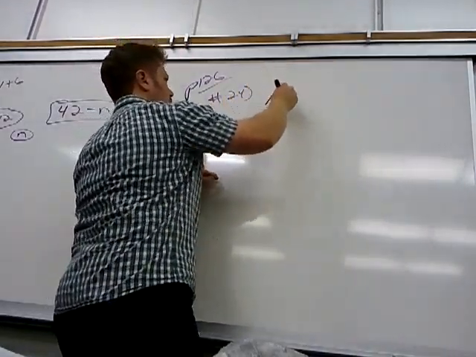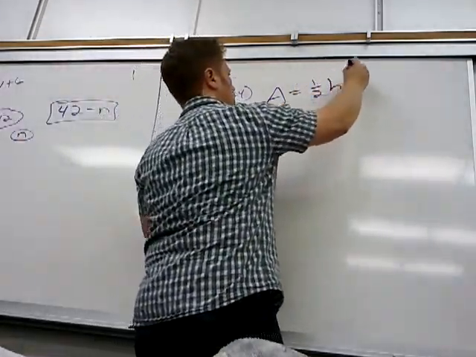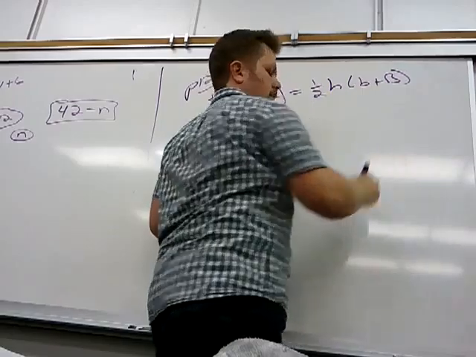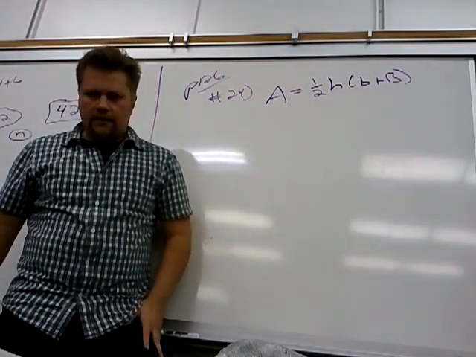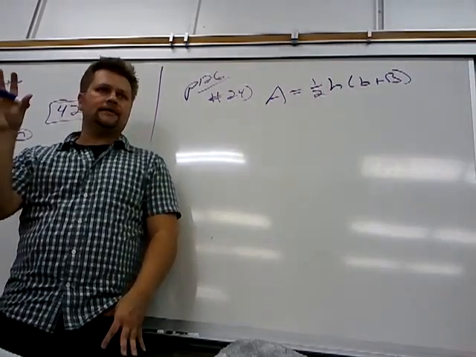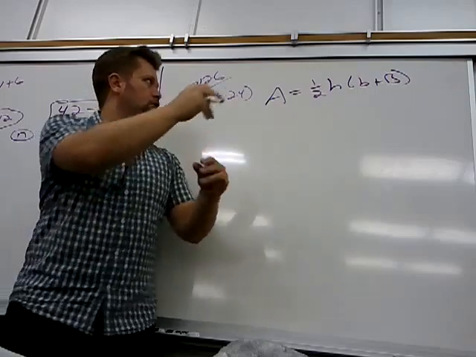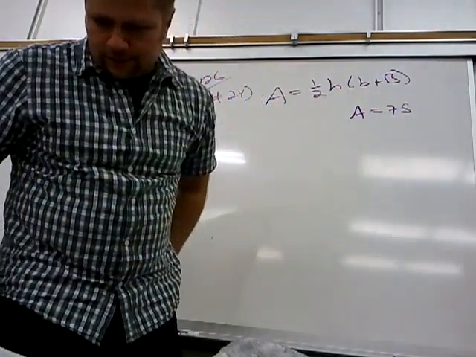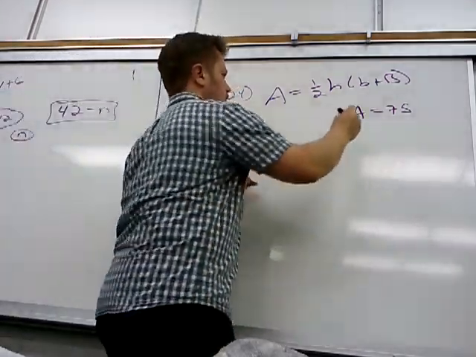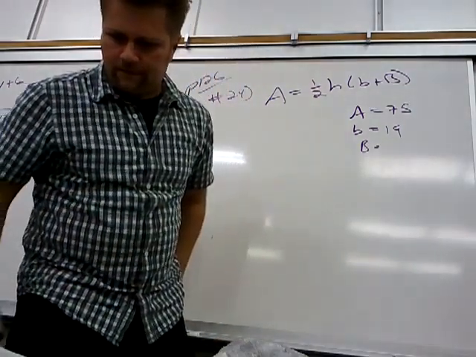And this one, they got a funky A. That's an A. It's 1/2 H times little b plus big B. And they tell you several things. This one's nice. This is not the section where you have to solve purely with letters, because they actually tell you A is 75. Little b is 19. And big B is 31.